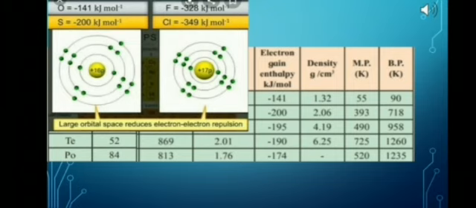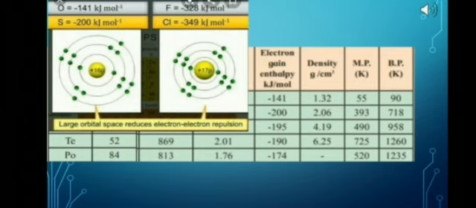So here in group 16, these elements have high values of electron gain enthalpy. The electron gain enthalpy of oxygen is less negative than that of sulfur. Here the electron gain enthalpy value decreases on moving down the group from sulfur to polonium. Due to high electronegativities, the group 16 elements have affinity for electrons and release a considerable amount of energy when an electron is added to their valence shell. Hence, they have high values of electron gain enthalpy.